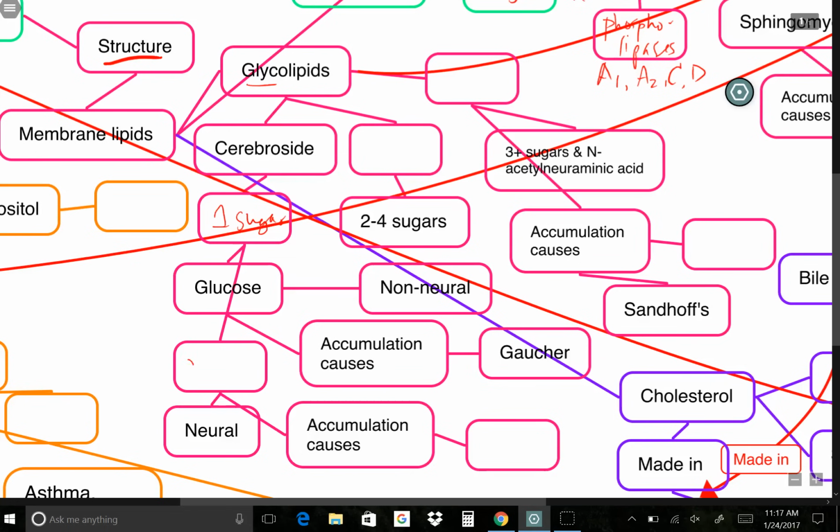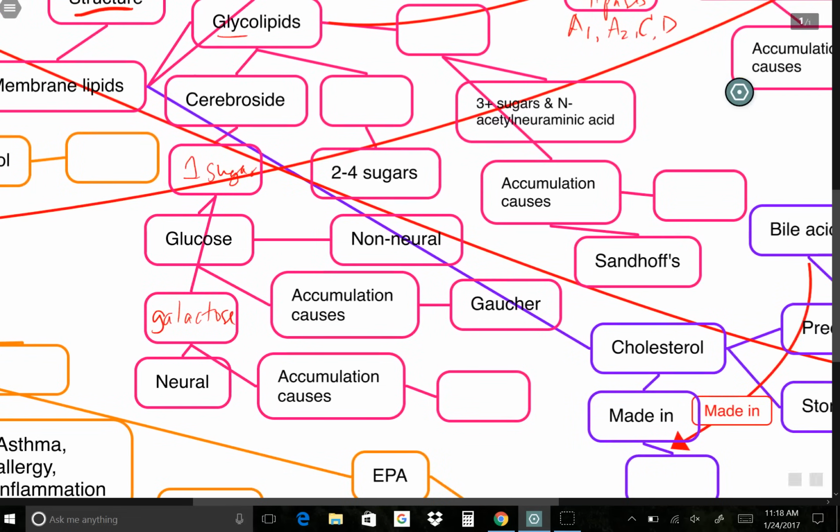If that sugar is galactose, it's located in neural tissue, and it's called galactocerebrosides. Accumulation of galactocerebrosides will lead to Krabbe disease, and accumulation of glucocerebrosides will lead to Gaucher. It looks like Goucher, but it's Gaucher.